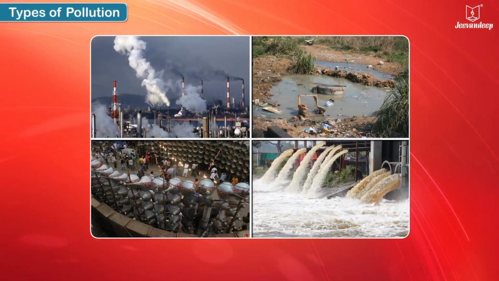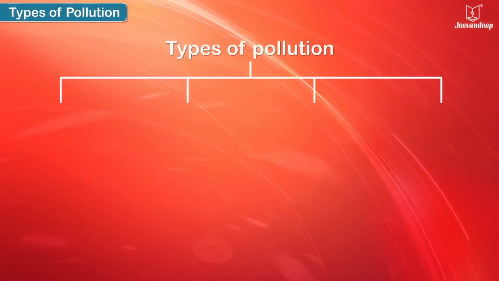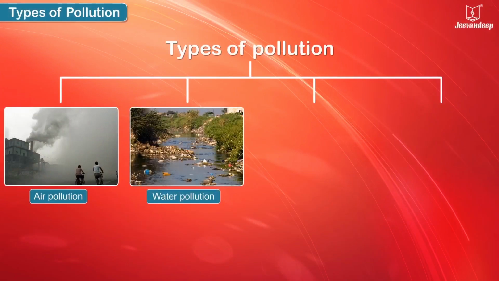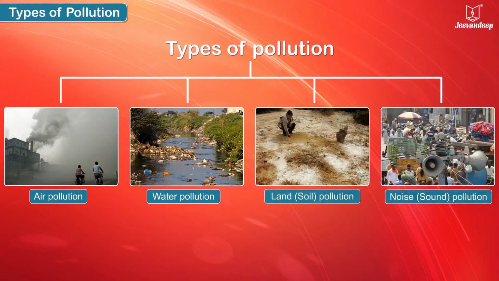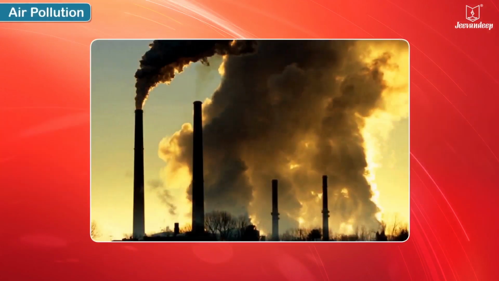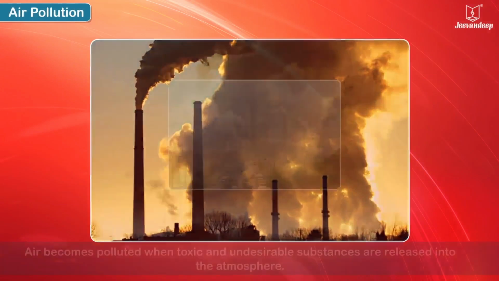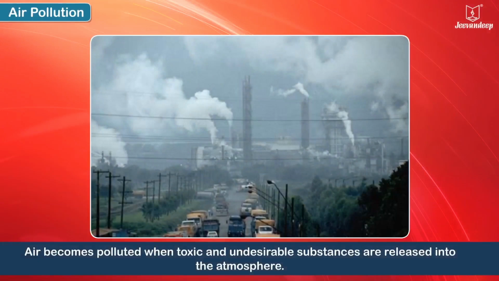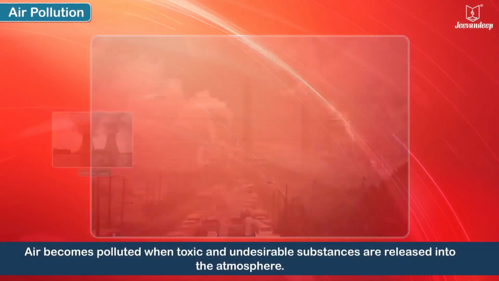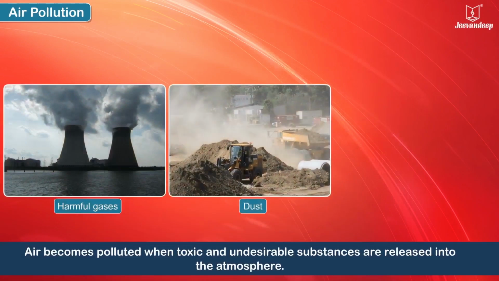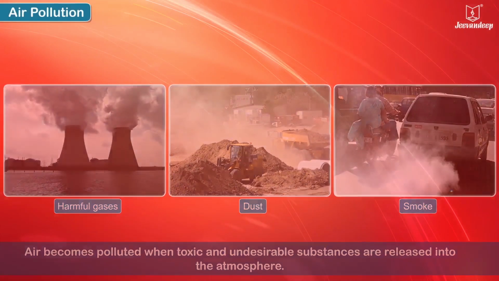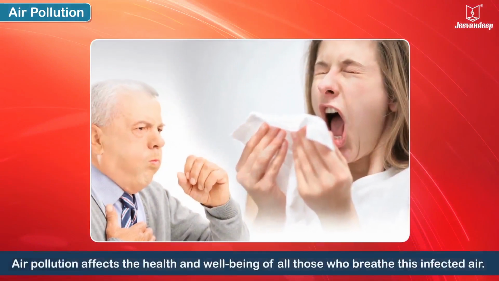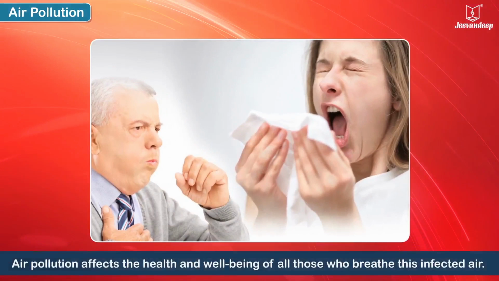Types of pollution. There are different types of pollution: air, water, land, that is soil, and noise pollution, that is sound pollution. Air pollution. Air becomes polluted when toxic and undesirable substances like harmful gases, dust, smoke, etc. are released into the atmosphere. This affects the health and well-being of all those who breathe it.